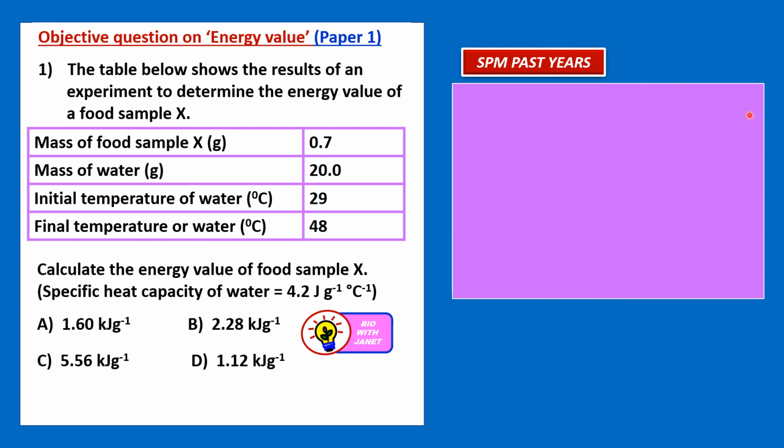Now here is an objective question on energy value. And this type of question can be asked in paper 1. So the table below shows the results of an experiment to determine the energy value of a food sample X. Mass of food sample X is 0.7 grams. Mass of water is 20 grams. Initial temperature of water is 29 degrees Celsius. Final temperature of water is 48 degrees Celsius. So calculate the energy value of the food sample X. The specific heat capacity of water is 4.2 joules per gram per degree Celsius.